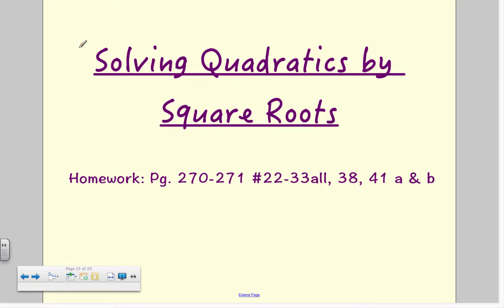Today we're solving quadratics by using square roots. This is your homework, pages 270 to 271, 22 through 33 all, number 38, and number 41, A and B. Okay, so let's check it out.